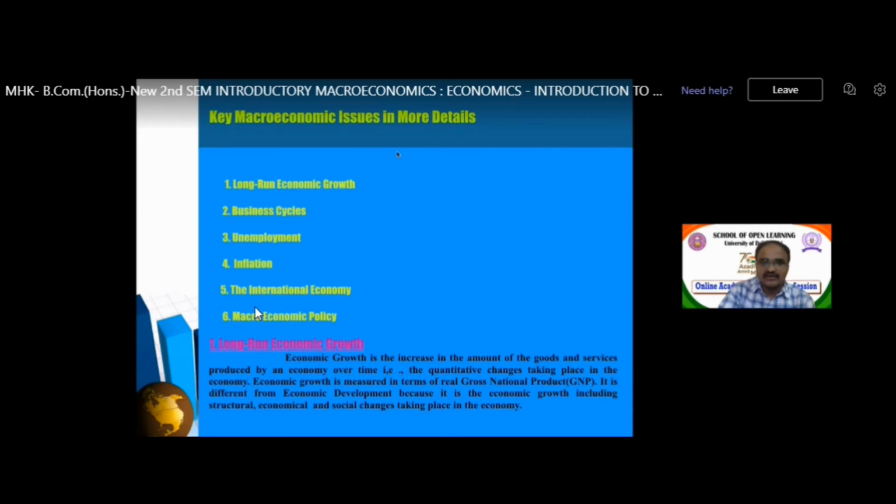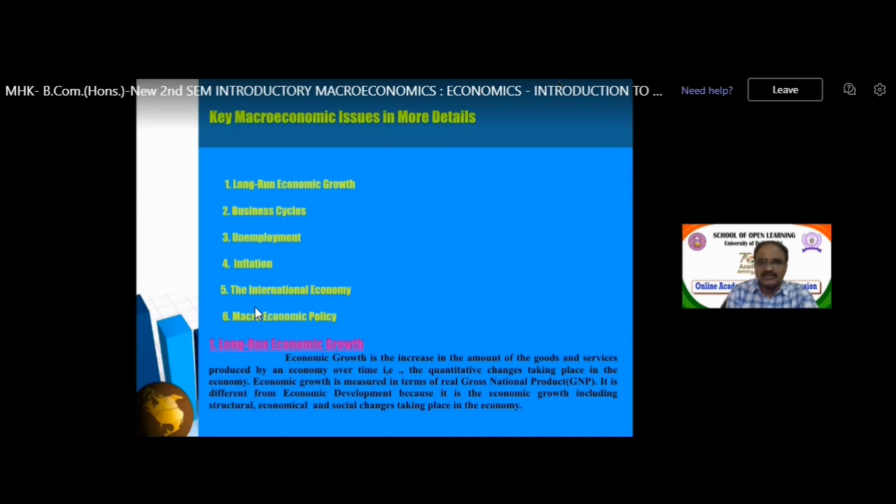The six macroeconomic issues are long run economic growth, business cycle, unemployment, inflation, the international economy, and macroeconomic policy. First, the long run economic growth. Okay, first we discuss what the long run economic growth is, right? It is a key issue which we have stressed. We already discussed what the long run economic growth is.